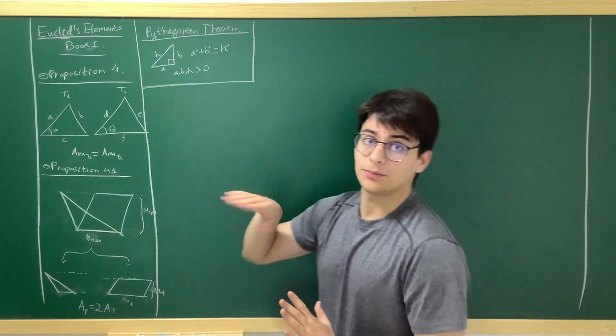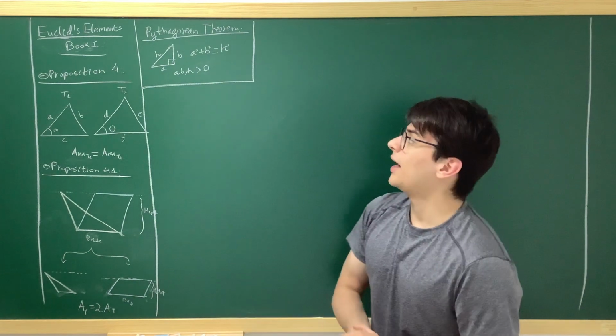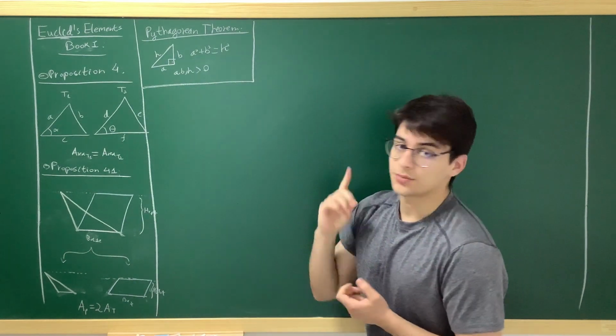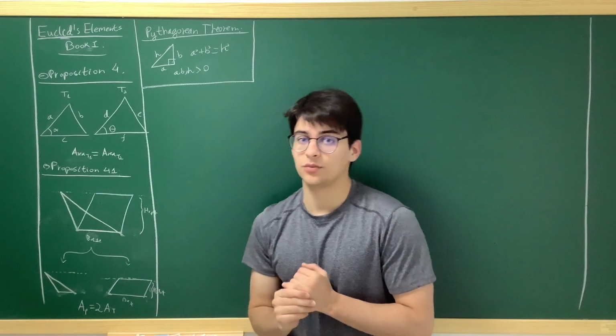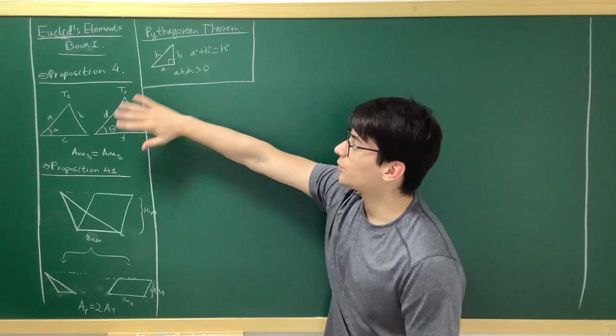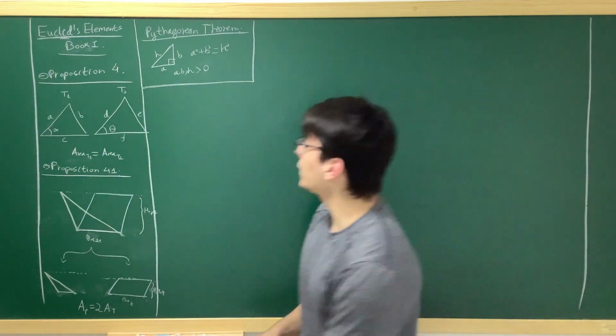Euclid's Elements book is divided into different books. In particular, Pythagoras' theorem is proven in the first book. I'm not too sure now which proposition it was, but I think it was proposition 47 or so. But we're going to be needing proposition 4 and 41, and just really quick.